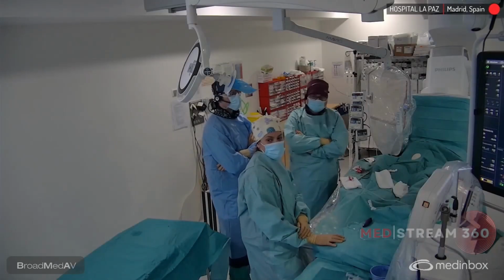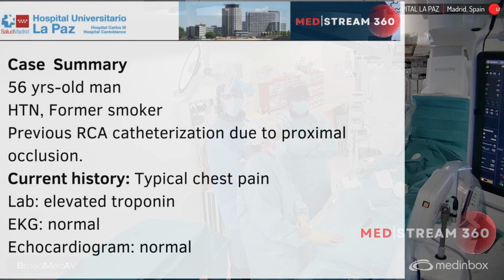Good morning, everyone. Today's first case is a 58-year-old male. As a personal history, he has hypertension and is a former smoker. The patient went to the emergency room due to typical chest pain lasting 30 minutes. In the analysis, an elevation of troponin was observed. The electrocardiogram and echocardiogram were normal.